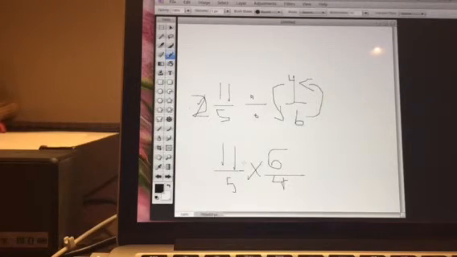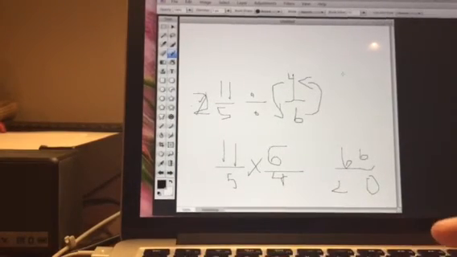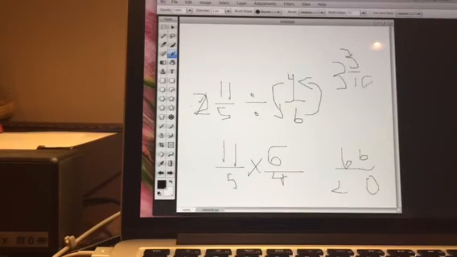Now, 11 times 6 is 66, and then 4 times 5 is 20. So now, 20 goes into 66 3 times. And then we have 6 left over, so 3 and 6/20 can be simplified into 3 and 3/10. And that would be the case in this problem, considering we do have to simplify. So this would be the correct answer in this situation.